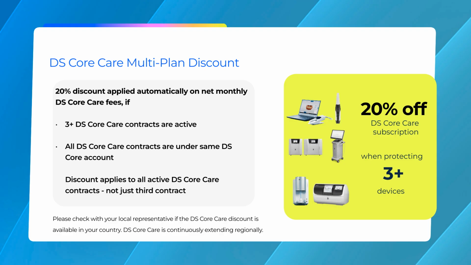There's nothing extra to sign up for. The discount is applied automatically as long as at least 3 DS Core Care contracts are active. If the number of active contracts drops below 3, the discount stops. Once 3 or more contracts are active again, the discount is reapplied.